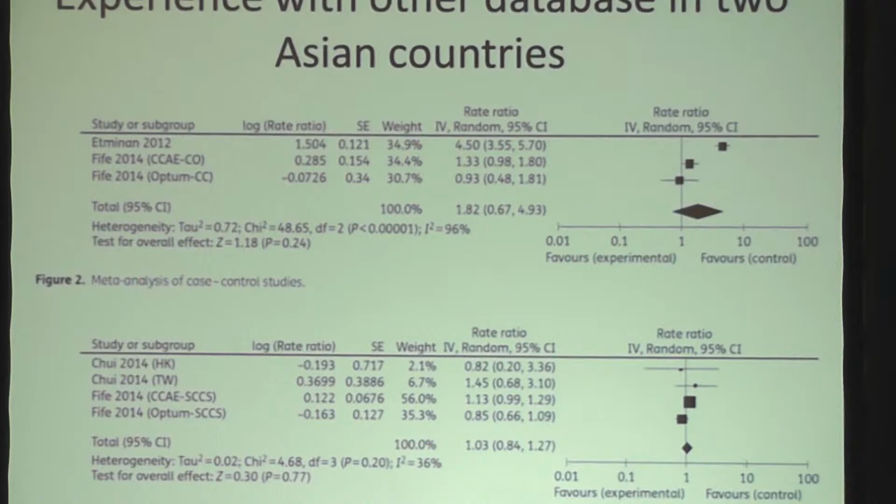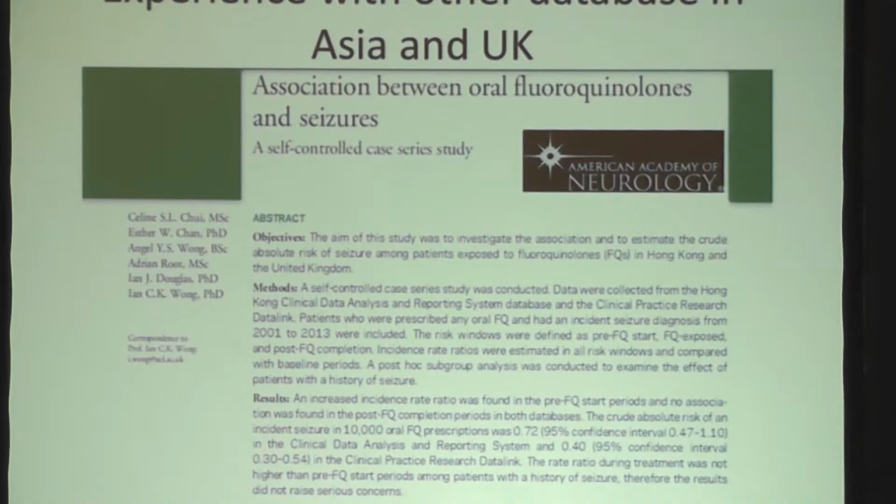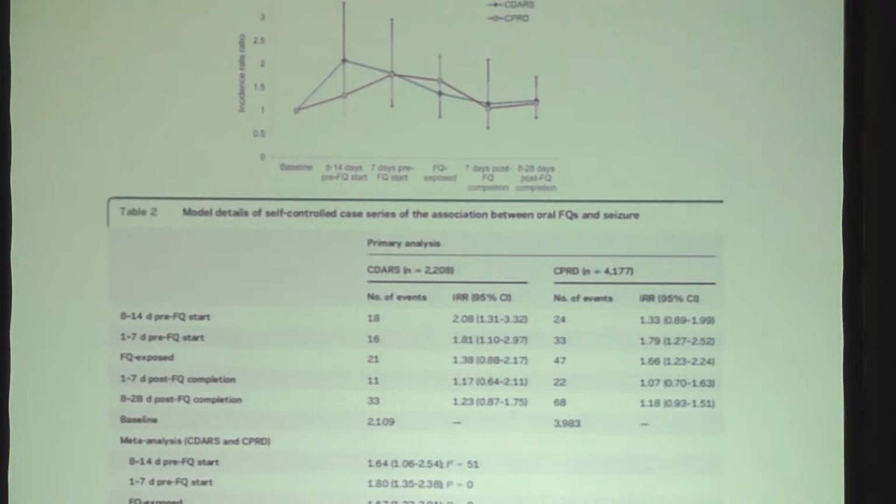So this is another study that we work with using the Hong Kong data and also the CPRD in the UK, looking into the association between fluoroquinolones and seizures. In this study, we also use the self-controlled case series between two sites, but then we discovered that heterogeneity could also be time-dependent. When we broke down the risk of seizure along a single patient at different time points, we found that there's a difference in the risk along the risk period. So this could be because of the data capturing differences between two databases.